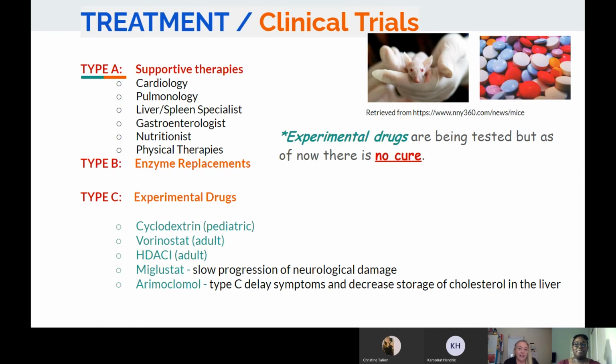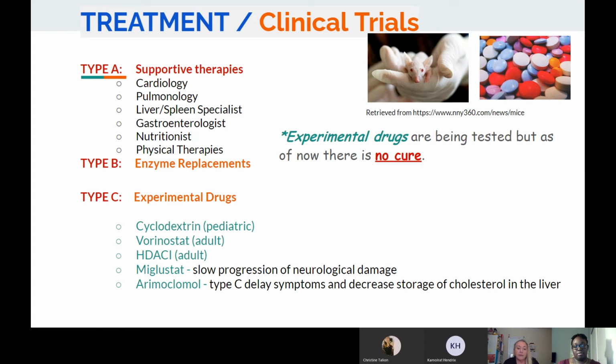Now, the kind of treatments that are going to be available: unfortunately, there is no cure for Niemann-Pick disease at this time either, but they are working on some experimental drugs and clinical trials. So for type A, we can do supportive therapies, which are going to include cardiology, pulmonology, liver and spleen specialists, gastroenterologists, nutritionists, and physical therapies. And this all depends on what kind of symptoms the patient is having. Then in type B, we're doing some clinical trials right now for enzyme replacements. Hopefully they'll find one that will work, and then that could head towards a cure as well.